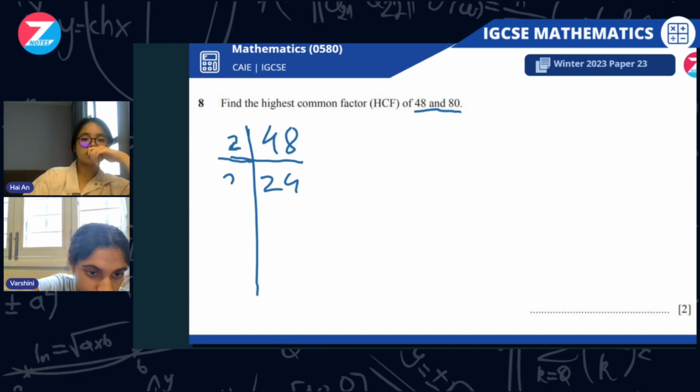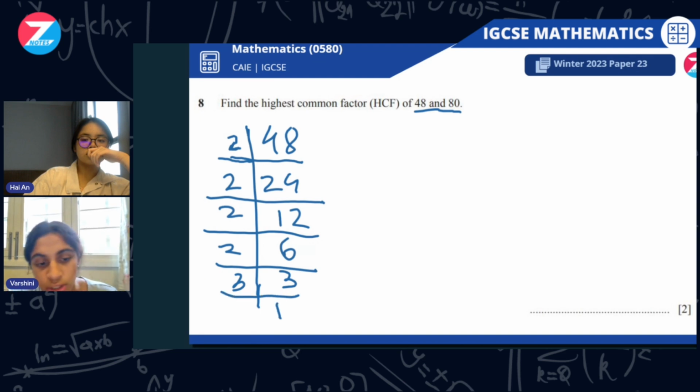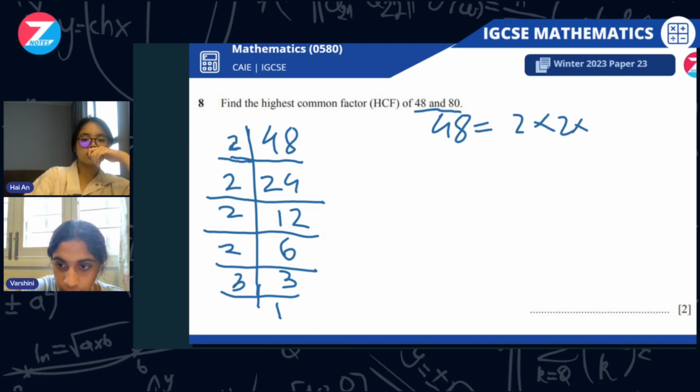Again, let's divide 24 by 2, and 24 by 2 is 12. Again, we can divide 12 by 2 to get 6, and 6 by 2 to get 3. And 3 divided by 3 is 1. So we stop when we get 1. Now let's write 48 as a product of its prime numbers. It's going to be 2 into 2 into 2 into 2 into 3.